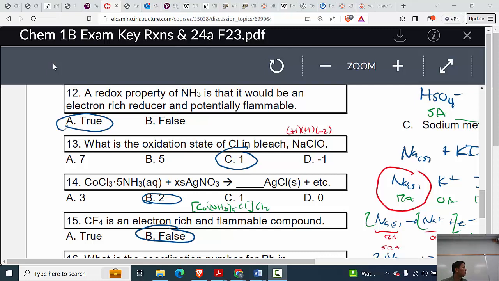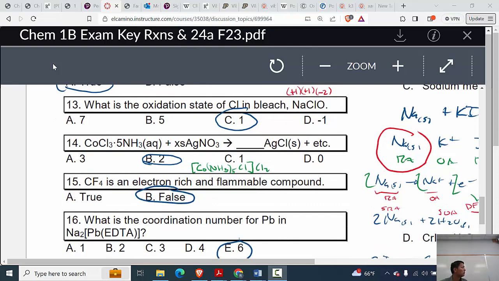This one, this is what Werner won the Nobel Prize for. This is not really the way we should write this formula. What is the way we should write this formula? Down here, it should be the pentaammine, chlorido, cobalt, 3 chloride.